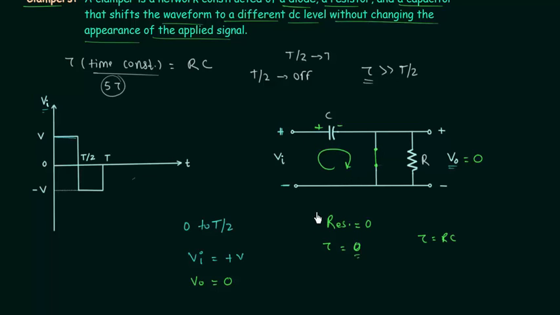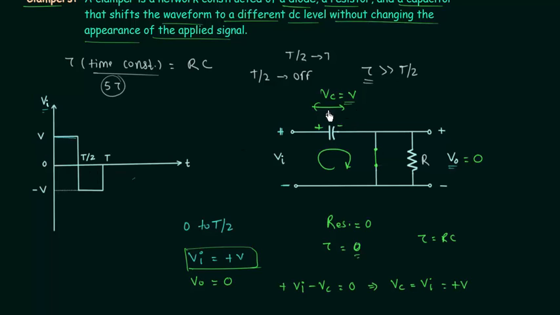and we can easily find out the voltage across this capacitor by using Kirchhoff's voltage law. We have plus VI minus, let's say the voltage across the capacitor is VC, minus VC equal to 0. So the voltage across the capacitor is equal to VI, and VI is equal to plus V. So we have plus V as the voltage across the capacitor. So V is the voltage across the capacitor, and for the next half cycle this voltage will remain there.